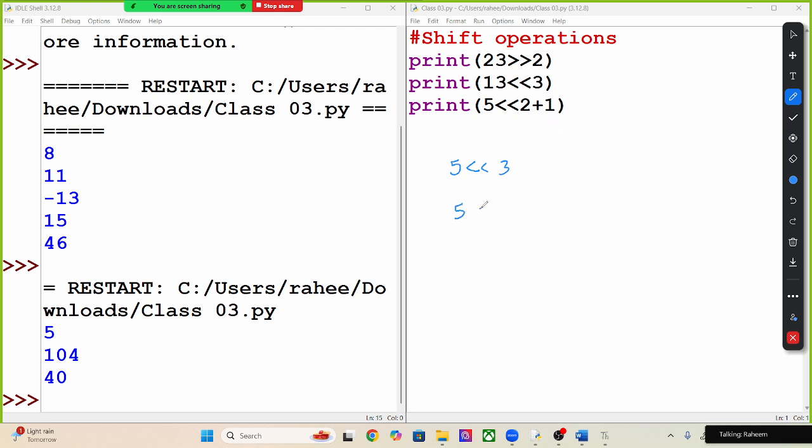So 5 left shift 3. First you convert 5 into binary, 101, and you add 3 bits. So what is the value? This is 32, this is 8. 32 plus 8 is 40. It's really simple.